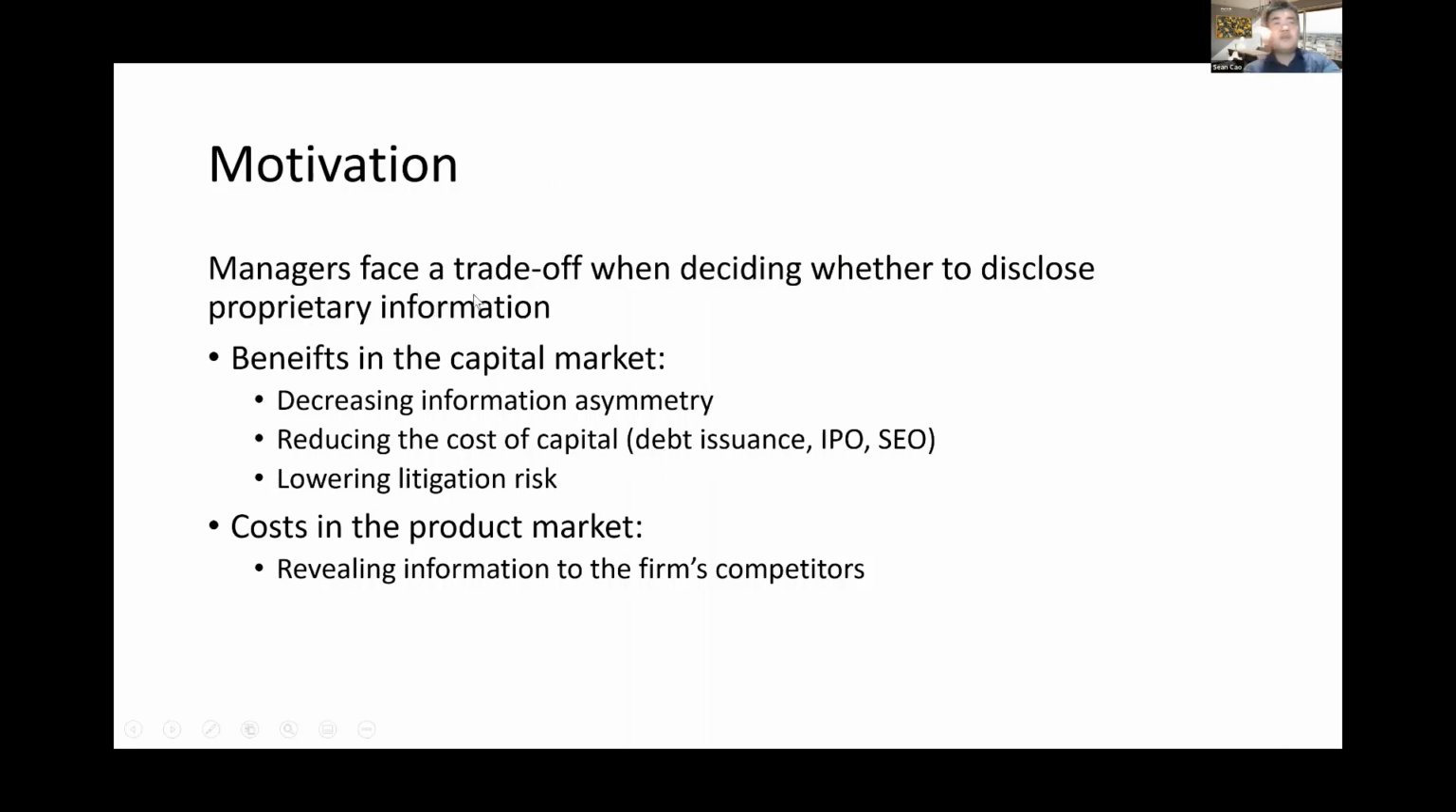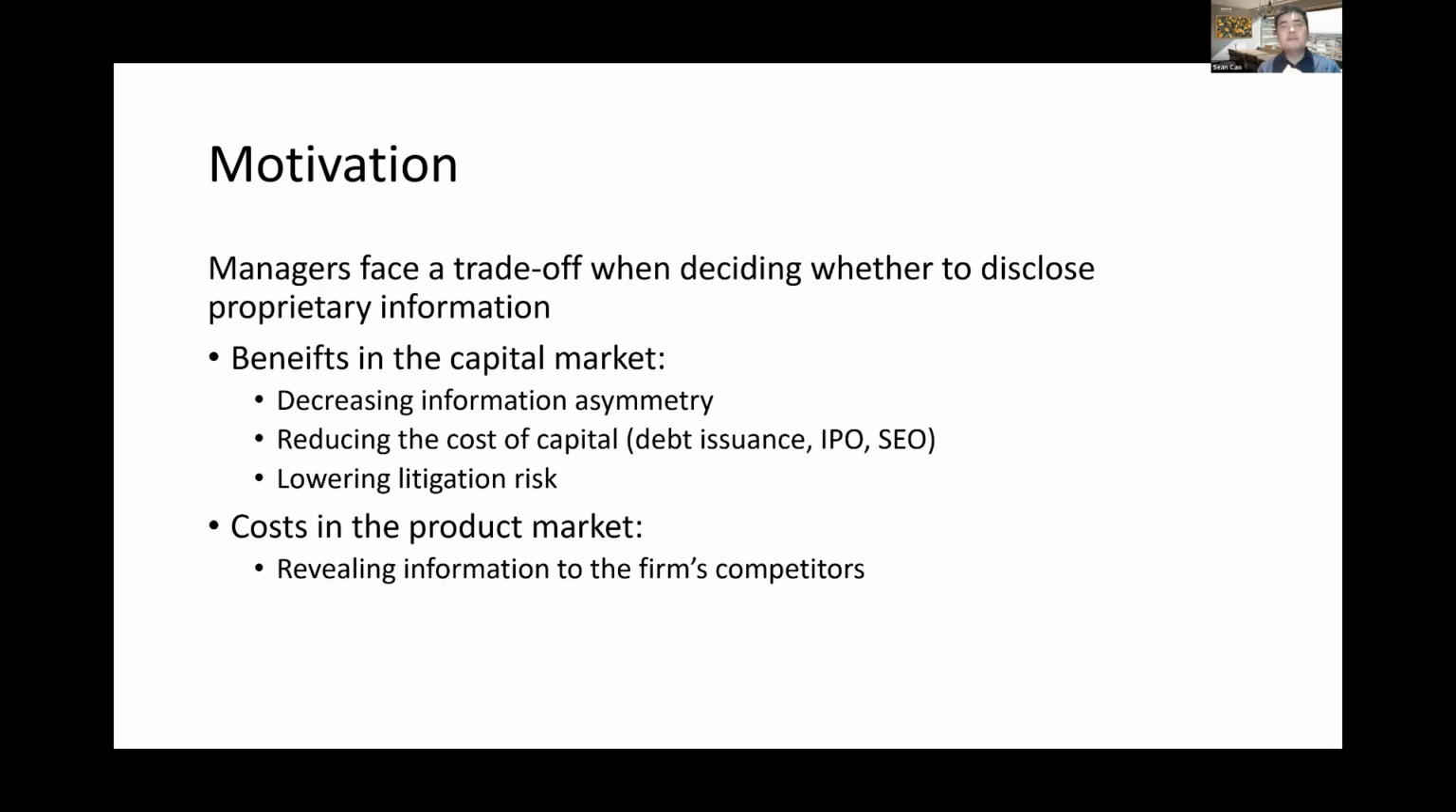Many managers are facing a trade-off: disclose or not disclose. On one side, if they disclose more, investors will like it. If they disclose more, when they borrow money from the equity market and the loan market, people will give them lower cost of capital.